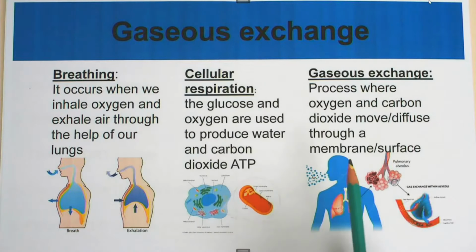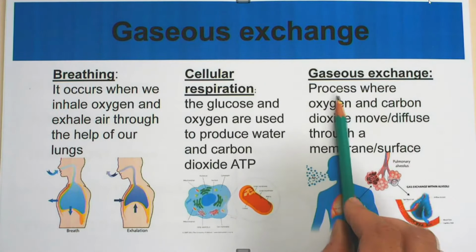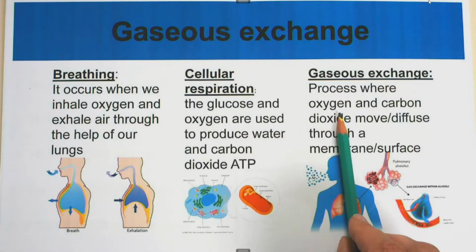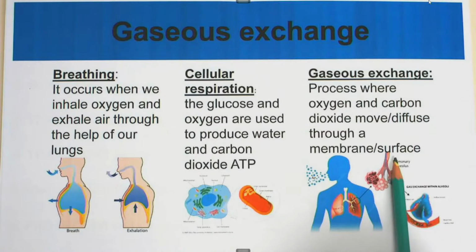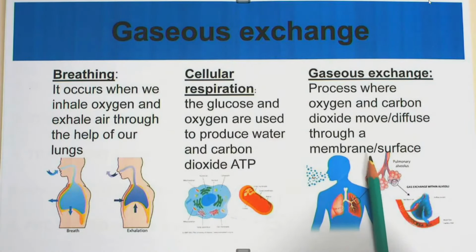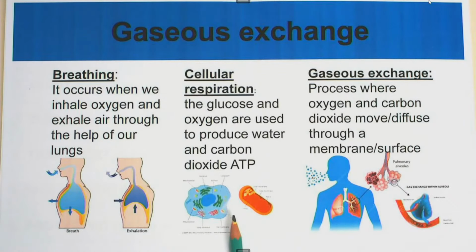So what is gas exchange? The process where oxygen and carbon dioxide diffuse or move through a membrane or a surface. Okay, so now we have it in our blood system, and when it's in our blood, it's going to go to our cells, and in our cells, cellular respiration takes place, and that is of course to give us energy.